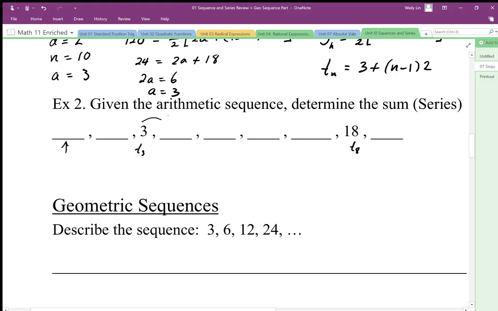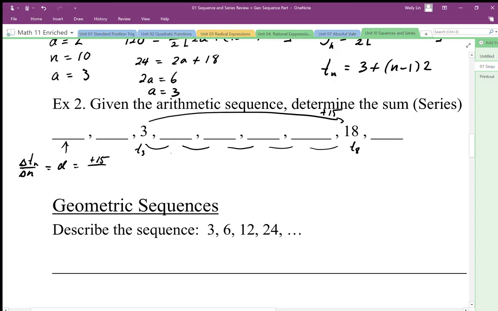To figure out what the common difference is, we can just skip count here. We know they have 1, 2, 3, 4, 5 steps. And in those 5 steps, we went up plus 15. And I want you to recognize this is similar to finding slope, because d is analogous to the slope. My change in Tn over the change in n is going to be d. And really that's the same as change in y over the change in x. So change in Tn, I went plus 15 over 5 steps, means that my common difference is 3.